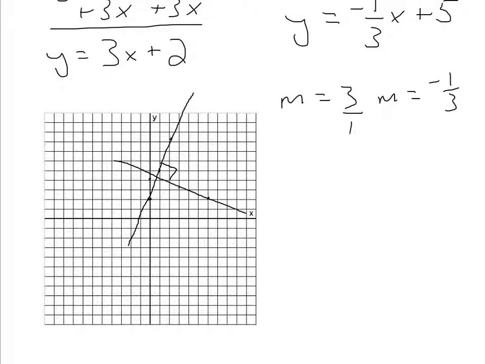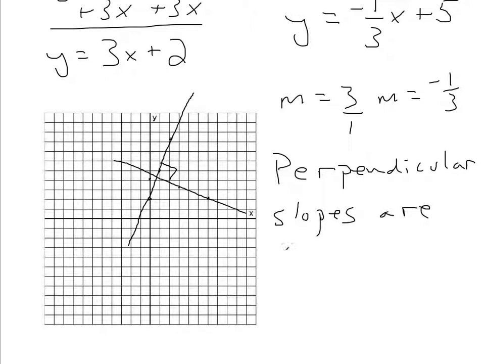3 is the same as 3 over 1. So 3 over 1 and 1 over 3 are reciprocals of each other, and the negative in front means it's the opposite, so opposite reciprocal. These lines are perpendicular, and their slopes are opposite reciprocals.